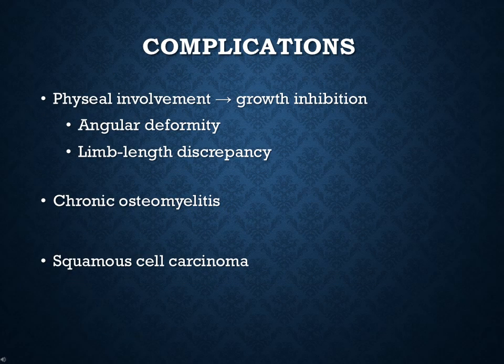Complications of osteomyelitis can be significant, especially in children. Physeal involvement may lead to growth inhibition, resulting in angular deformities or limb length discrepancies due to disrupted bone growth. In chronic osteomyelitis, long-standing inflammation and scarring can rarely lead to malignant transformation, most commonly squamous cell carcinoma developing in draining sinus tracts. Awareness and early management of these complications are crucial to improving long-term outcomes.